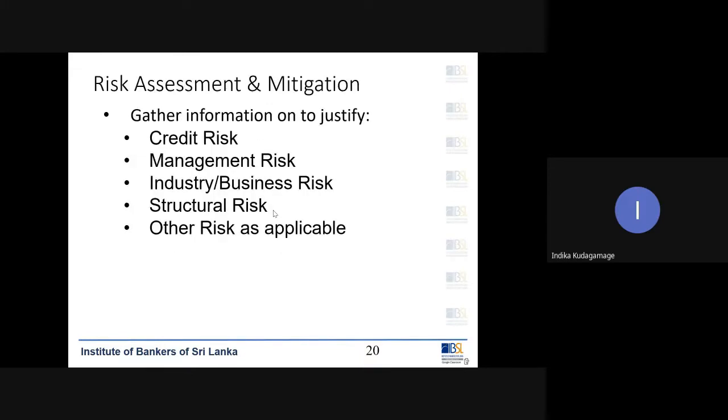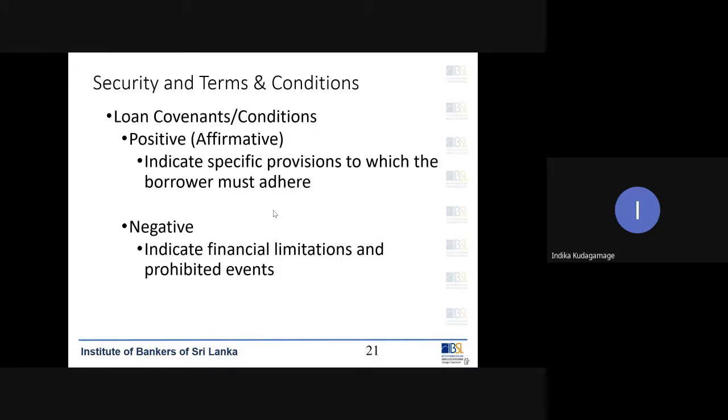Risk assessment and mitigation. This is what we discussed earlier today. Credit risk, management risk, industry structural risk, the gearing and all those things, and how the industry is structured. Other risks applicable as per the industry. Then we have terms and conditions, loan covenants and conditions. We have two types of conditions, positive or affirmative, or negative.